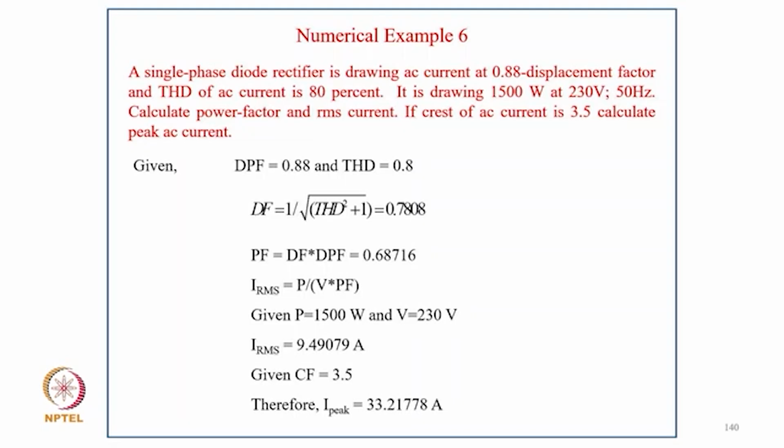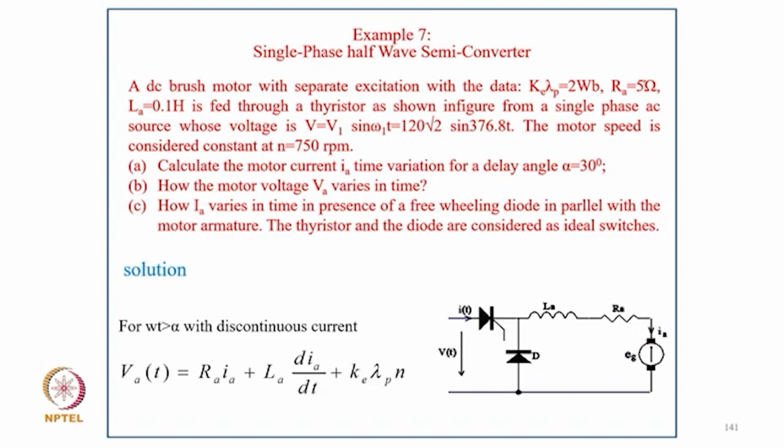IRMS is P upon V into PF. So given P is 1500, V is 230, IRMS comes out as 9.49079, and the crest factor is 3.5. So IP becomes 3.5 into this IRMS, that becomes 33.21778 ampere.